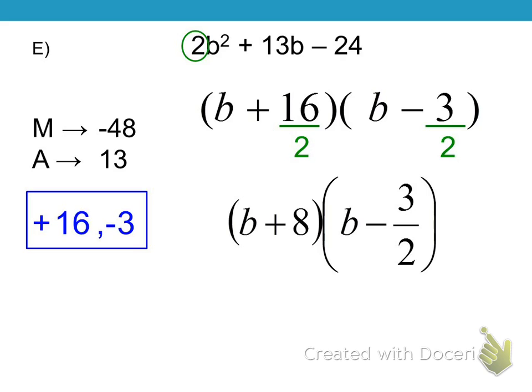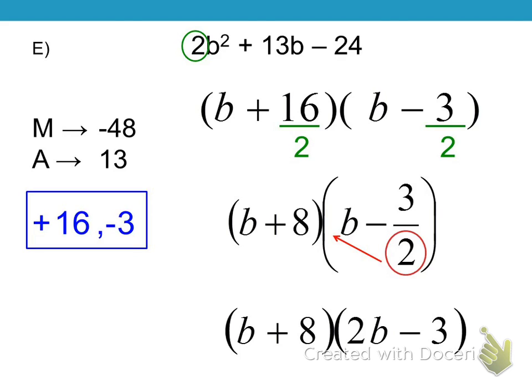Do you remember what I called this method? I called it the bottoms up method because when you end up with a bottom, you move it up. We take the 2 from the bottom and we move it up in front of the B. So it's 2b minus 3. That's why it's called bottoms up, because anytime we end up with a denominator, we move it up. You can even sing the song if you want.